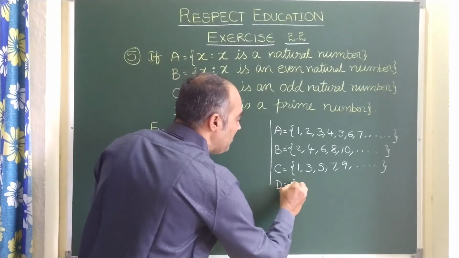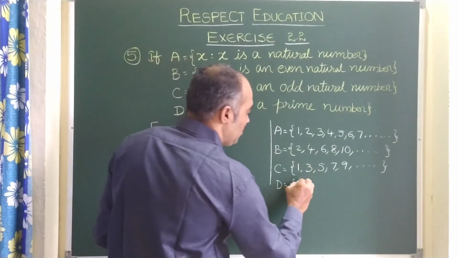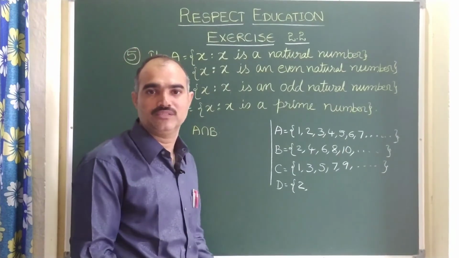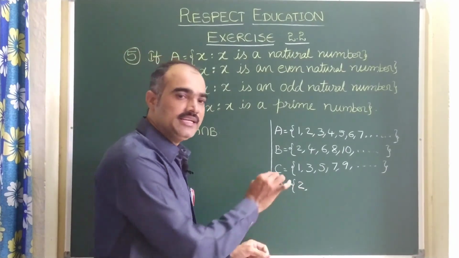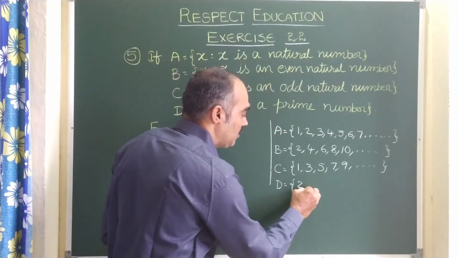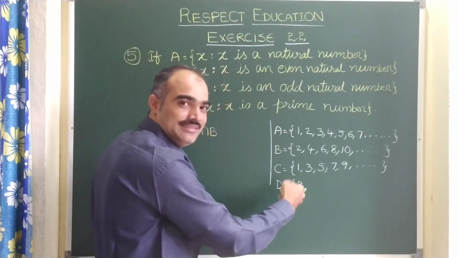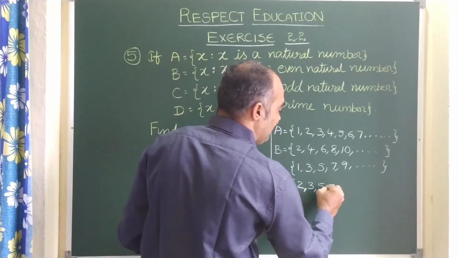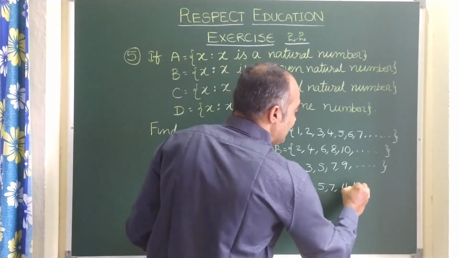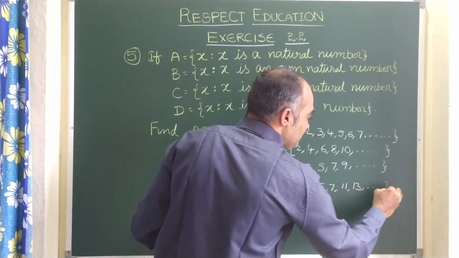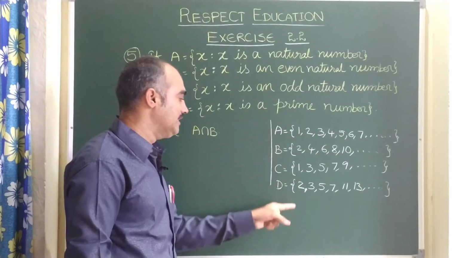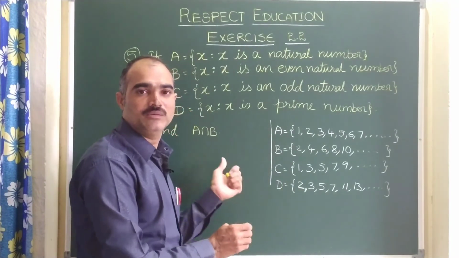D equals prime numbers. 2 is the least prime number. Remember, children, 1 is neither prime nor composite, so we should not take 1. The least prime number is 2, then 3 comes. 3, 5, 7, 11, 13, and so on. So these elements of A, B, C, D we made ready for solving the bits.